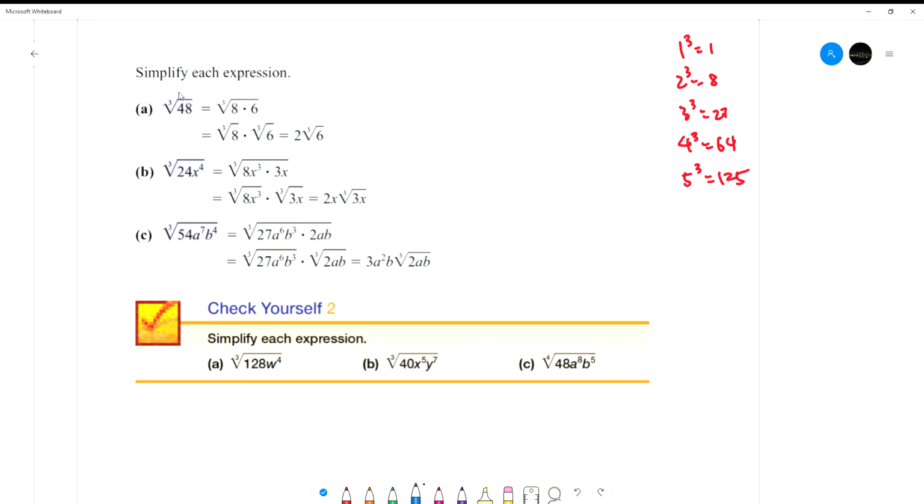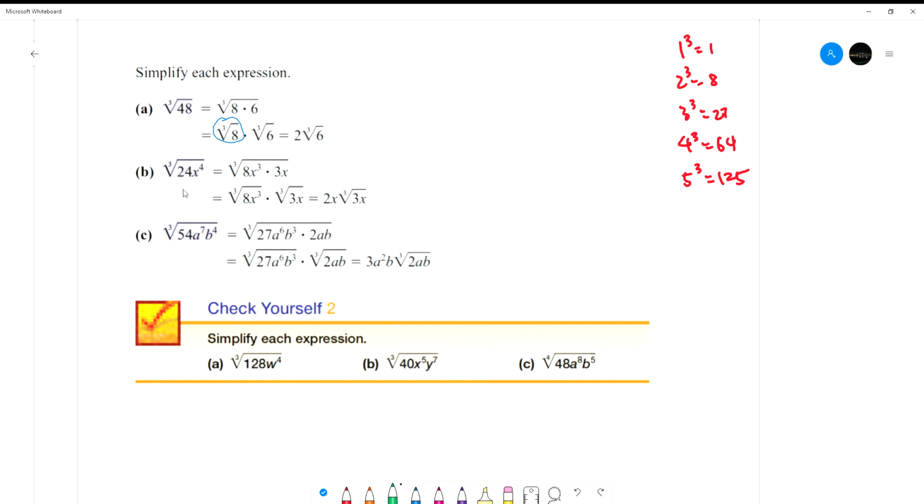So let's look at what number cubed is the largest that you see as a factor of 48. It can't be 64, can't be 27, right? It's actually 8. So we split this up into 8 times 6. So the cube root of 8, this is my 2, a perfect cube, and then you get 2 cube root of 6.